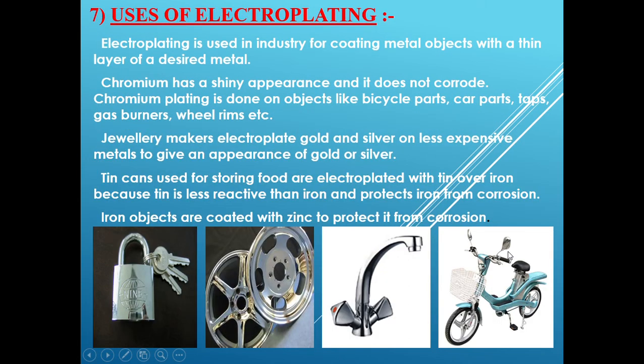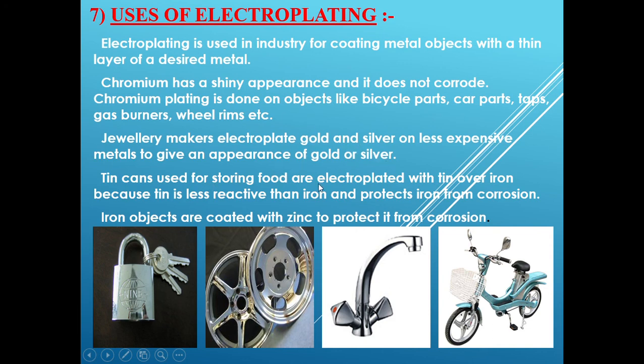So what are the uses of electroplating? Electroplating is used in industry for coating metal objects with a thin layer of a desired metal. Chromium has a shiny appearance and it does not corrode. So chromium plating is done on objects like bicycle parts, car parts, taps, gas burners, wheel rims, and handles of the cars. You see, they are shining. That's how chromium, that is clear. Jewelry makers electroplate gold and silver on less expensive metals to give an appearance of gold or silver.